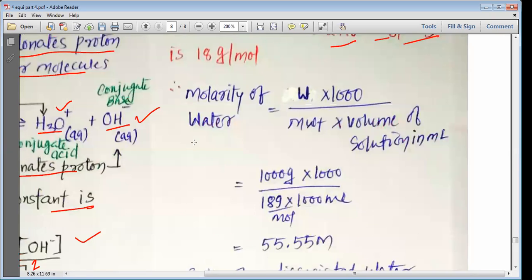Now we want to find out the molarity of water. To calculate the molarity of water, we have the formula: given mass multiplied by 1000 divided by molecular weight multiplied by the volume of solution in ml. So my dear students, if we take 1 liter of water, in this 1 liter of water we have 1000 gram of water.